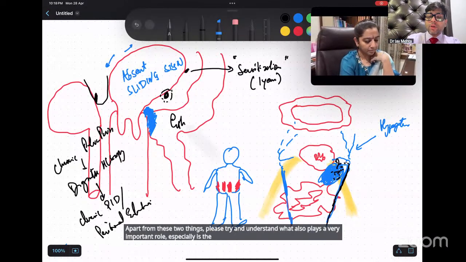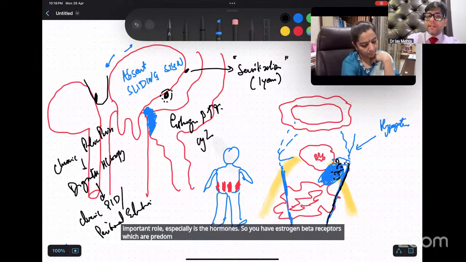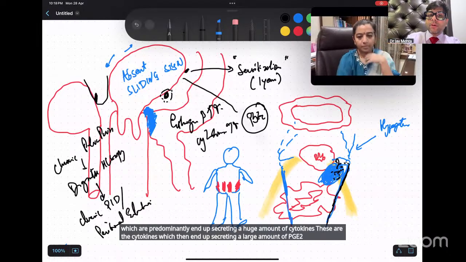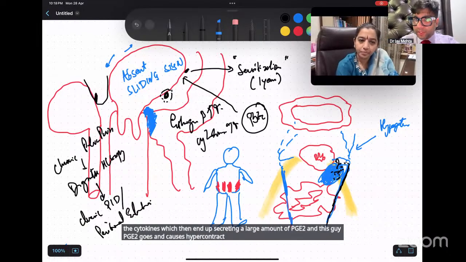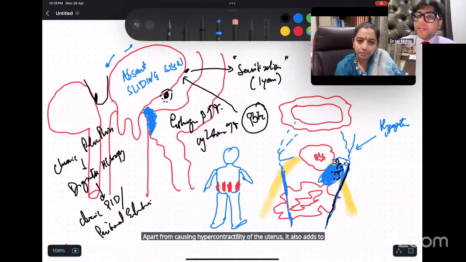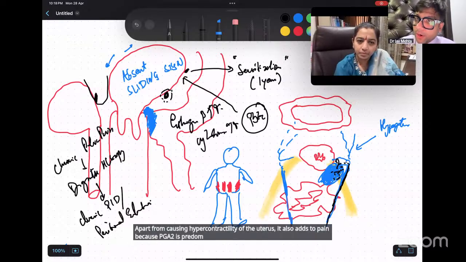Apart from these two things, please try and understand what also plays a very important role, especially the hormones. You have estrogen beta receptors, which are predominant, and they end up secreting a huge amount of cytokines. These cytokines then end up secreting a large amount of PGE2. And PGE2 goes and causes hypercontractility of the uterus. Apart from causing hypercontractility, it also adds to pain, because PGE2 is predominantly used for uterine contractility, as far as obstetrics is concerned, right?